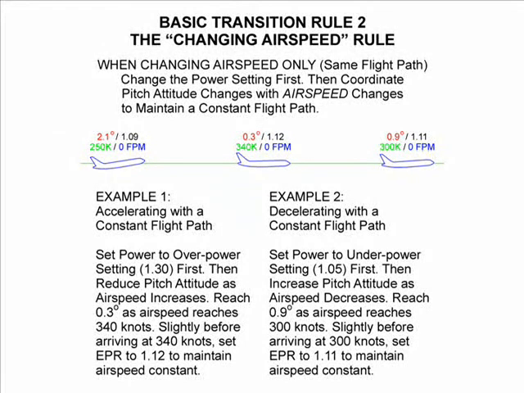This demonstration shows how the rule is applied to the transition from one airspeed to another while maintaining a constant altitude. An airspeed increase is shown first, followed by an airspeed decrease. The data plot view will be shown first, followed by the same transitions shown in the flight deck view.